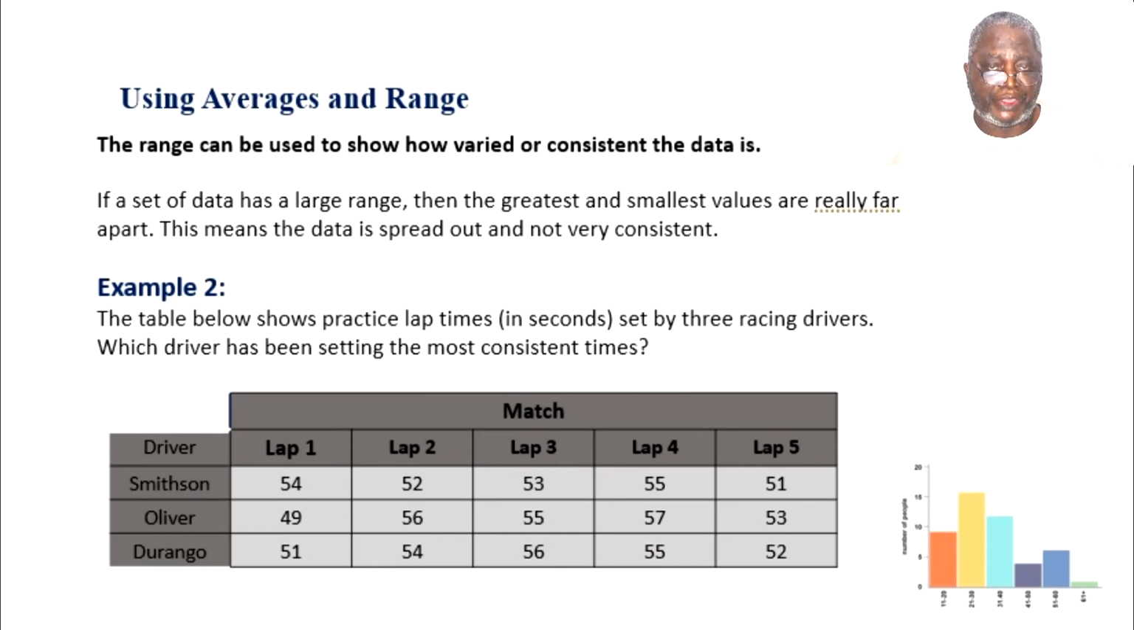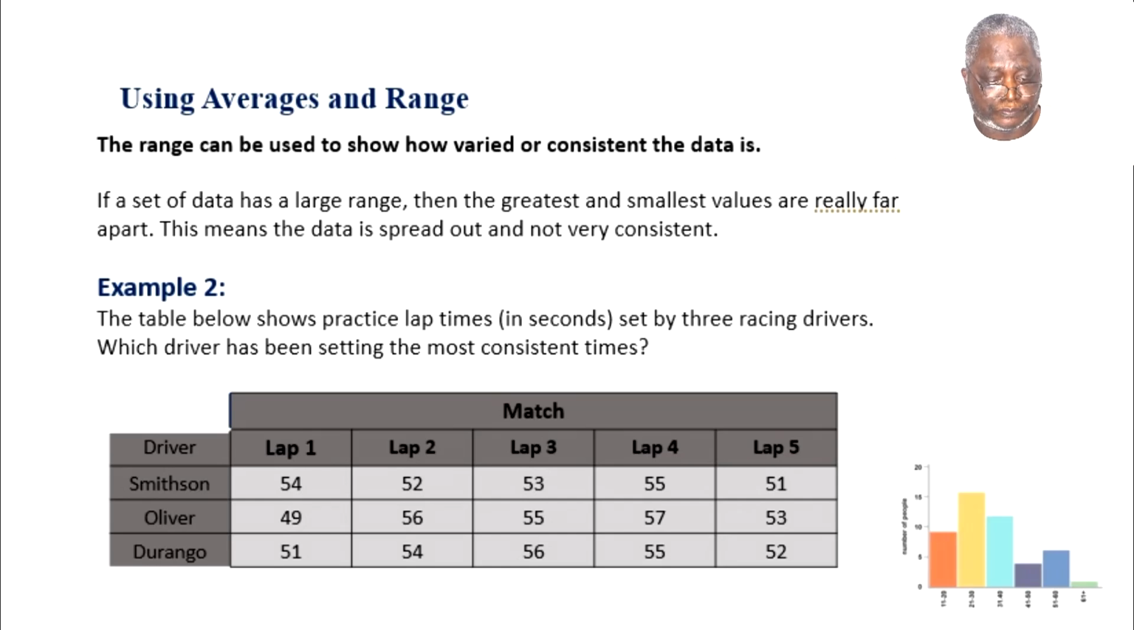Using averages and range. The range can be used to show how varied or consistent the data is. If a set of data has a large range, then the greatest and smallest values are really far apart. This means that the data is spread out and not really very consistent.